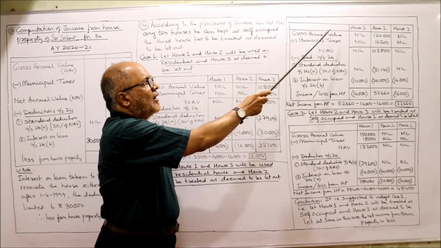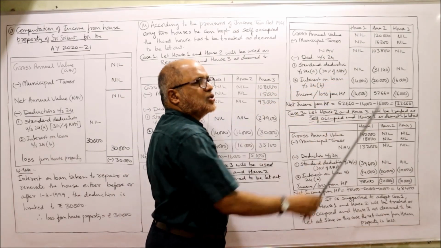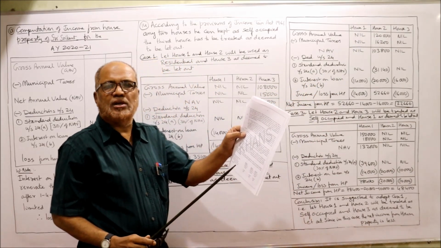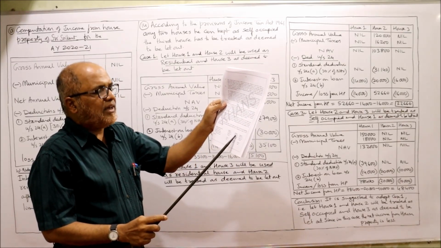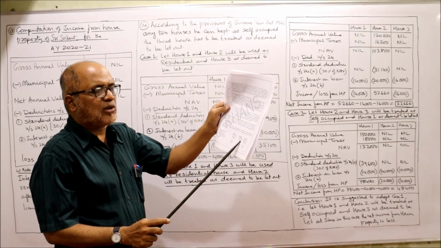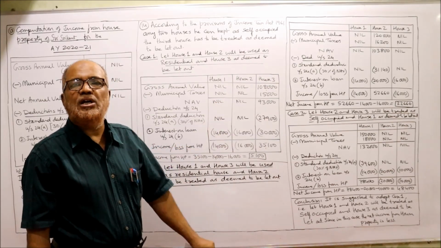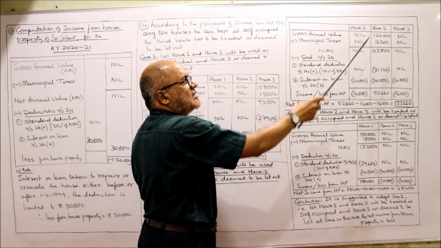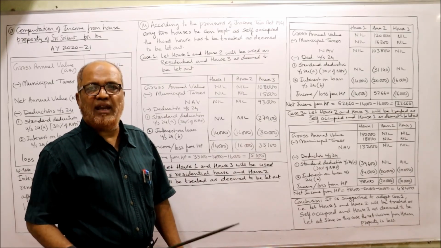See here. House 1, 2, 3, GAV. First house and third house, nil. Second house, GAV is 1,20,000. How 1,20,000? You can see house number 2. MRV is 9,000, FRV is 10,000. The higher value is 10,000. So 10,000 into 12, 1,20,000. So 1,20,000 is the GAV for second house. Higher of MRV and FRV.